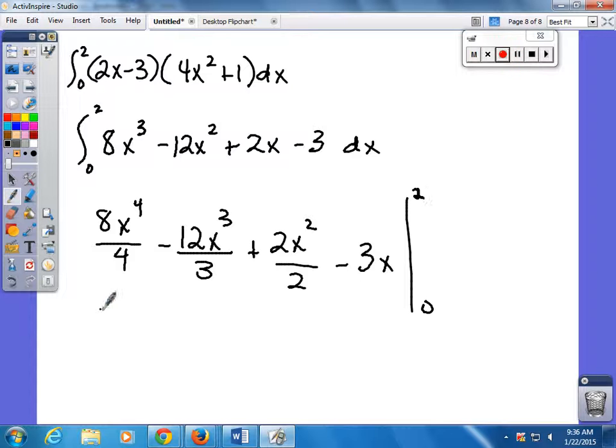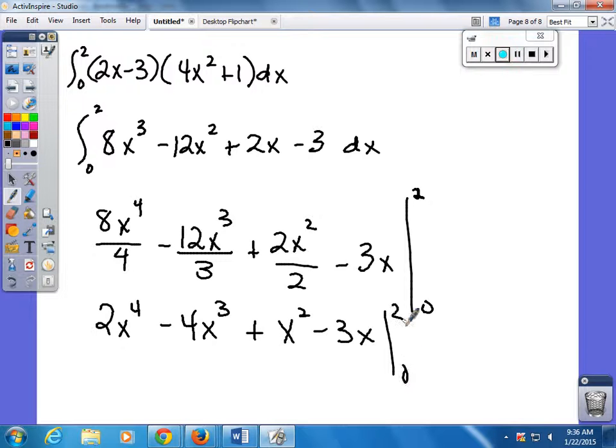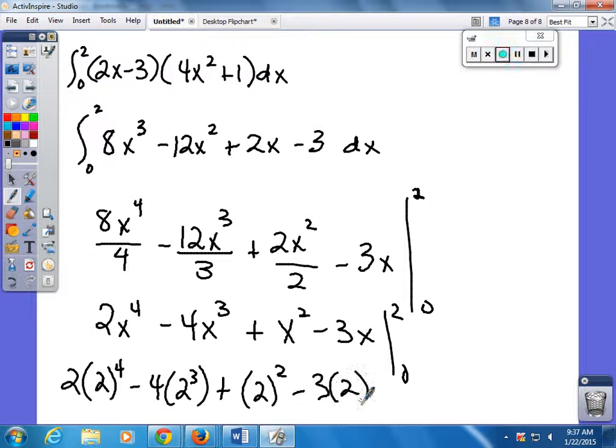So that comes out to 2x to the fourth minus 4x cubed plus x squared minus 3x, and y'all check it against what y'all have, and that should be what you come out with. Now, luckily they give us a 0, so we don't have to do 0 because 0 takes out everything. So we just have to plug in 2. 2 to the fourth minus 4, 2 cubed plus 2 squared minus 3 times 2.